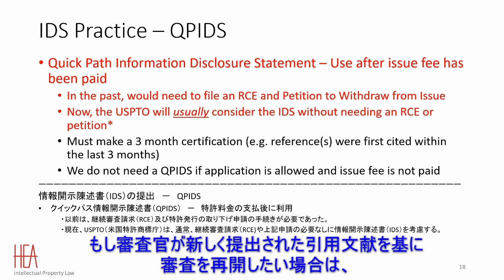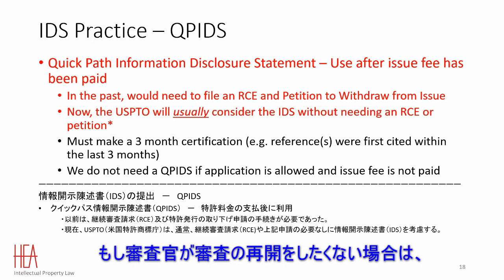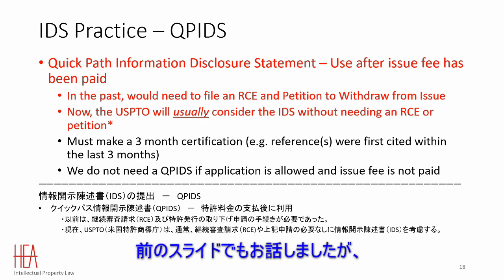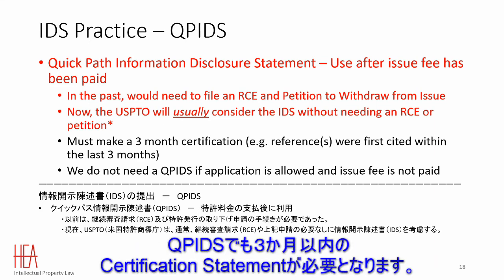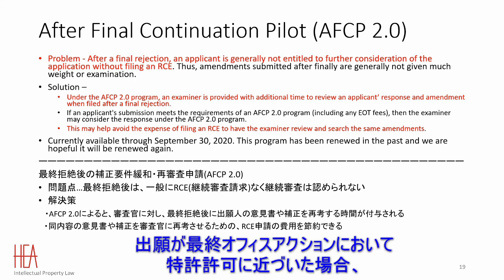If the examiner wants to reopen prosecution based on the cited references, they're going to accept the RCE and prosecution will be reopened. But if the examiner doesn't, then the RCE doesn't get accepted and the case just goes on to allowance. But to my point on the previous slide, we also need to make the 3-month certification to use the QP IDS.